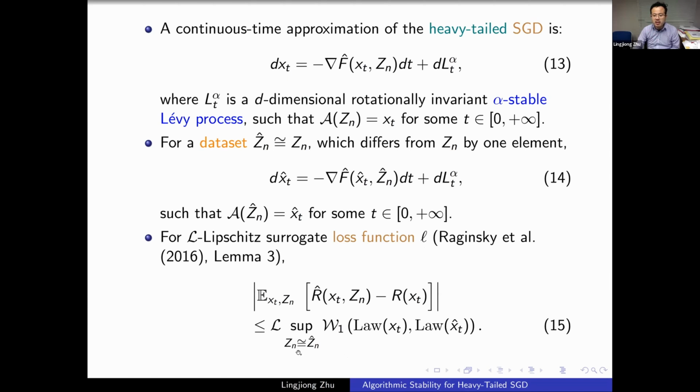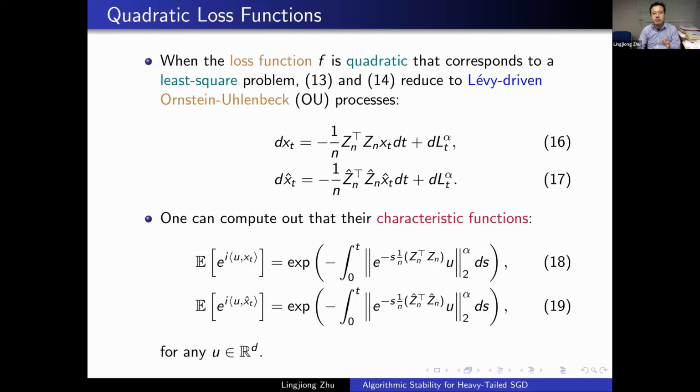And so here it's taken over the supremum over all the possible Zn close to Zn hat. So now at this stage, we already boiled this down to a mathematical problem. Essentially, you have two Levy-driven SDEs, and the drift terms have some difference, and then how to quantify the Wasserstein-1 distance between these. And this we can directly lead to the generalization error bound.